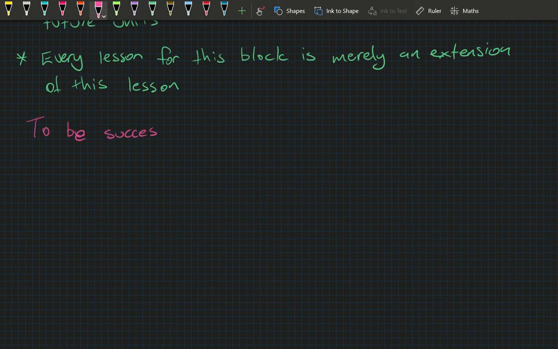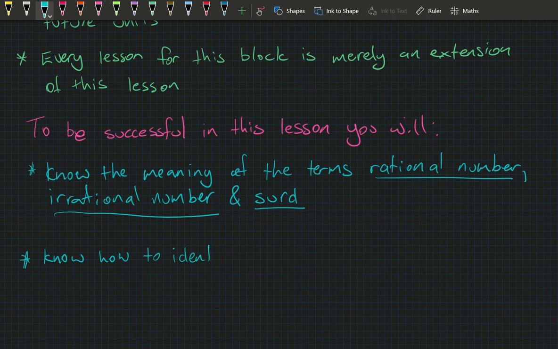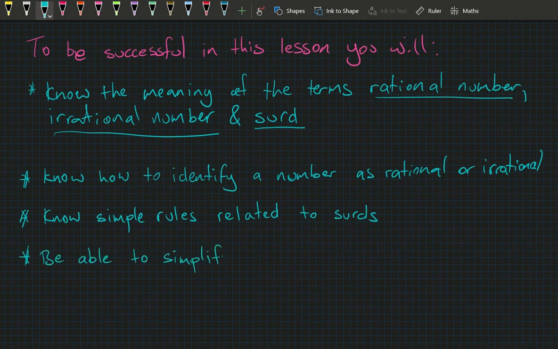So to know you're successful in this lesson, you will know the meaning of the terms rational number, irrational number, and surd. Know how to identify a number as rational or irrational. Know the simple rules related to surds. Be able to simplify surds using the highest square number factor.